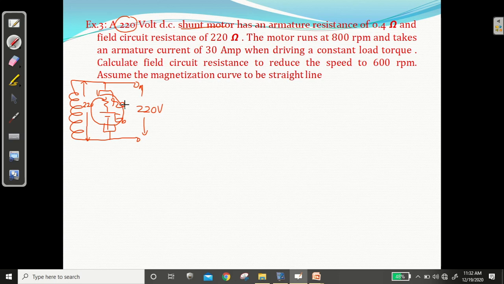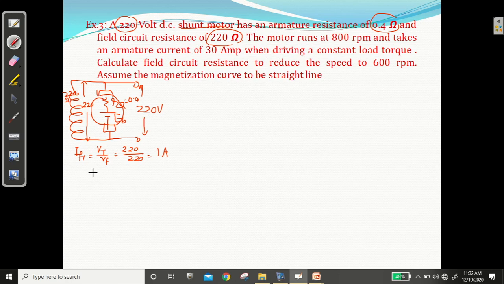Now here in this problem it is given RA equal to 0.4 ohm, and field circuit resistance is given 220 ohm. So you will get IF1. पहला प्रॉब्लम आपका क्या है? IF1 you can calculate. IF1 क्या आएगा? IF1 equal to what? 220 V upon R, 220 upon 220. Field current is given. IF1 is 1 ampere. That is 220 volt upon 220. Okay, this is given actually.